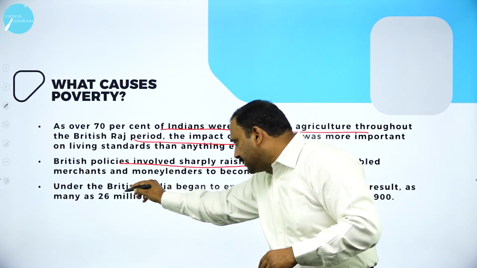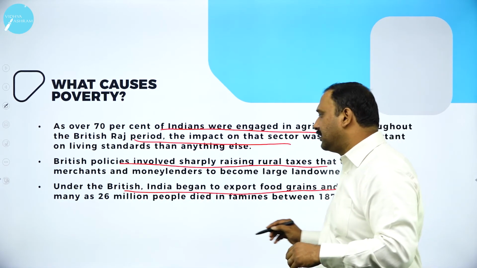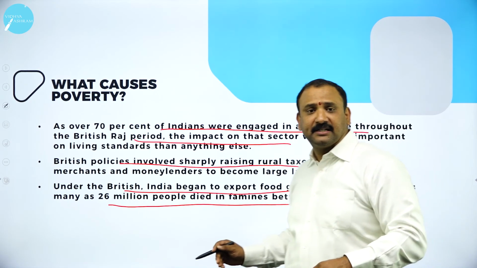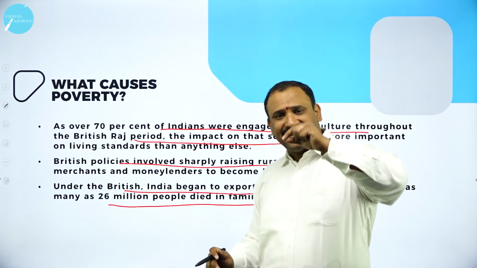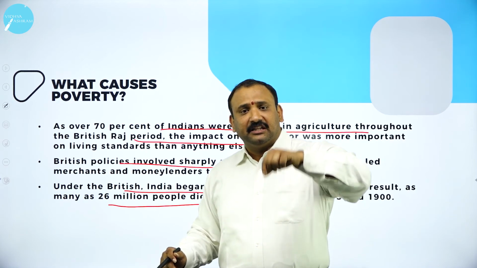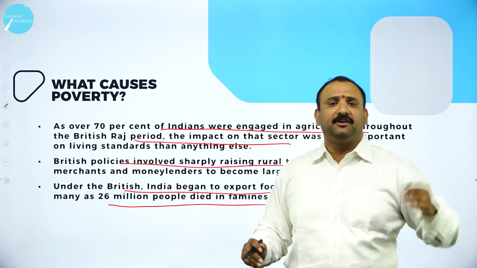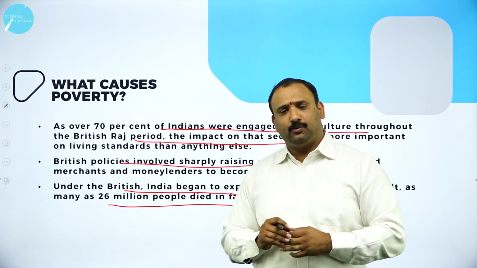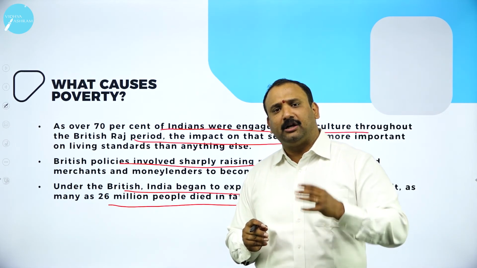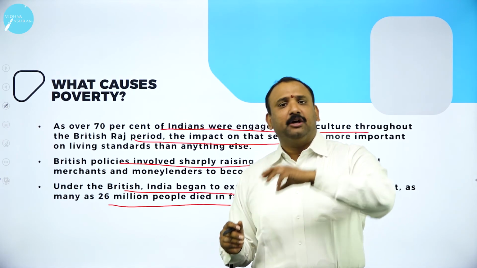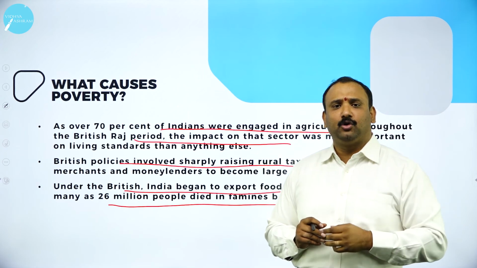And under the British, again, if you look at the export of food grains, as many as 26 million people died in famine. Britishers exported Indian grains. The food that was grown in our country was exported to other countries in the world. During the Second World War, Britishers had exported tons and tons of grains from our country to their country or to other European countries.